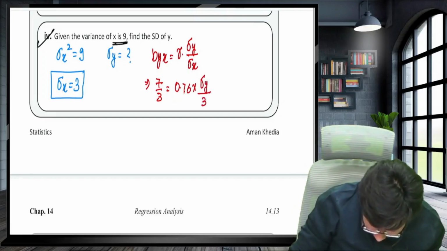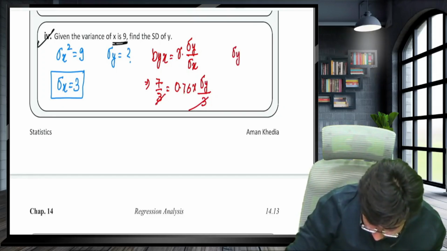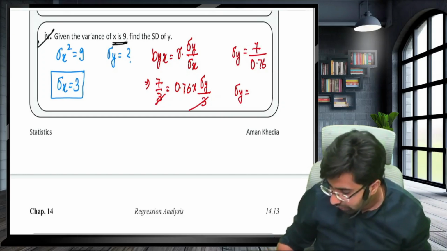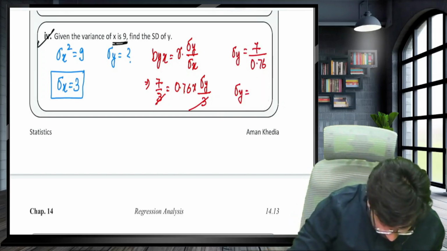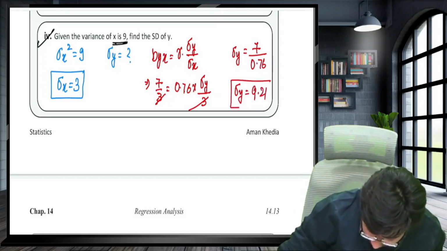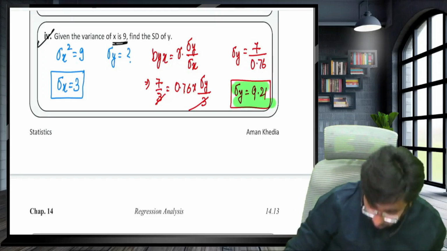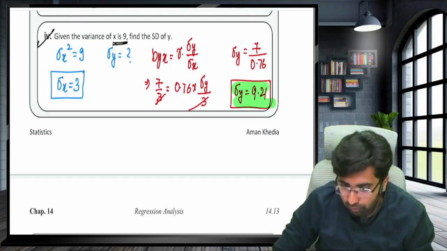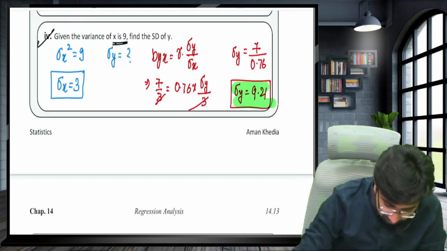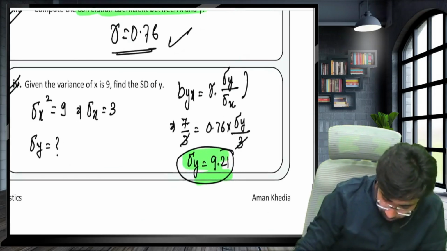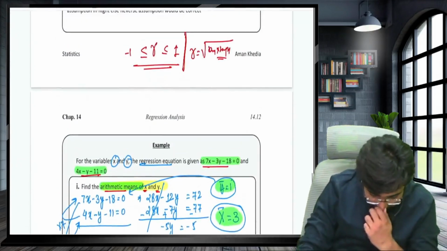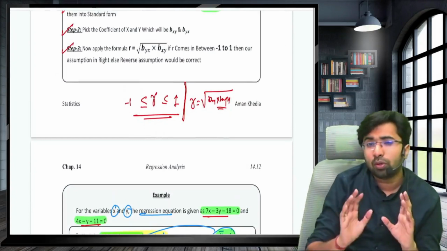So guys, this 3 cancels and sigma y is equal to 7 divided by 0.76. This is 9.21. Guys, just tell me whether this point is clear or not. Yes, 9.12, 9.2, whatever, that's correct. Let me check. 9.21, correct. Guys, we have successfully cleared all of it. I have taken one residual question, and we have now taken more than 4 to 5 questions.